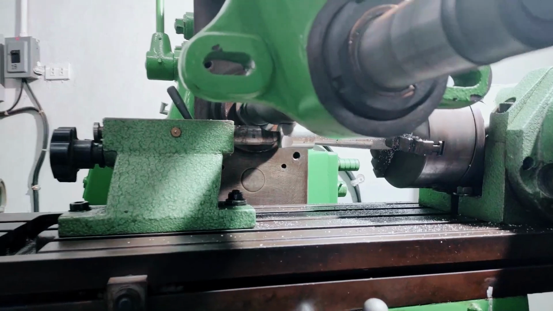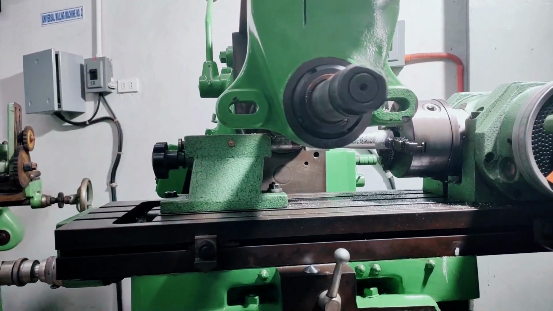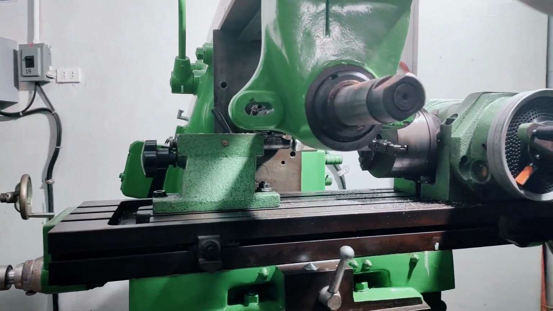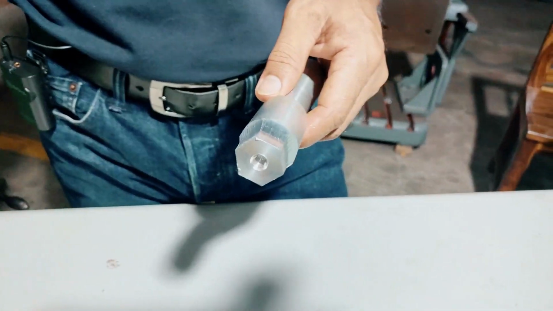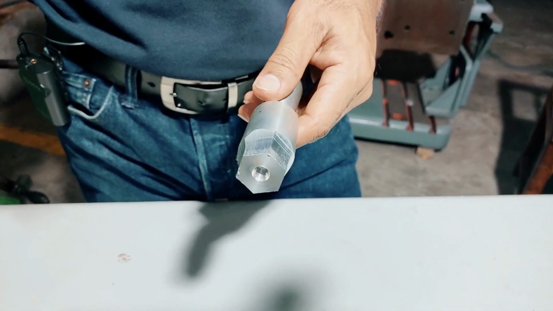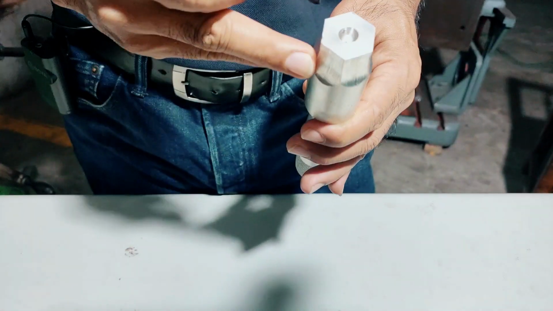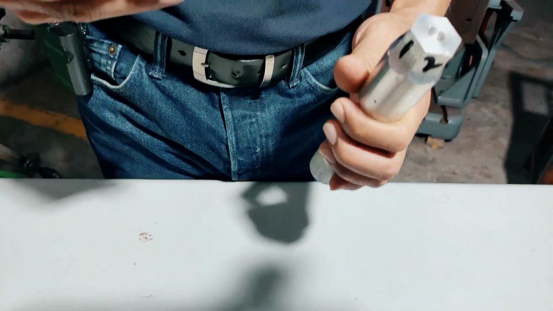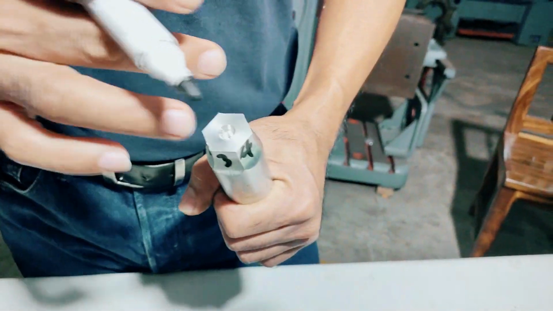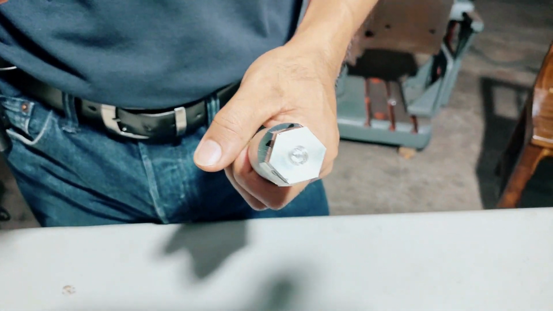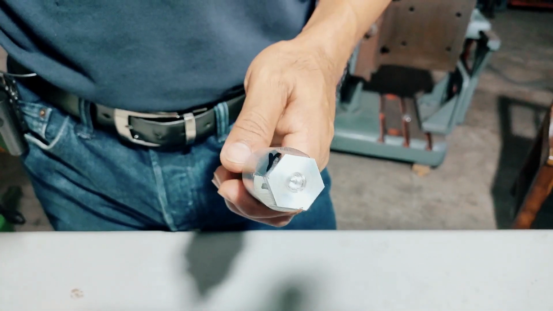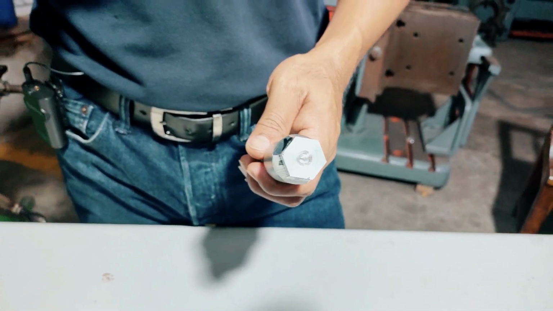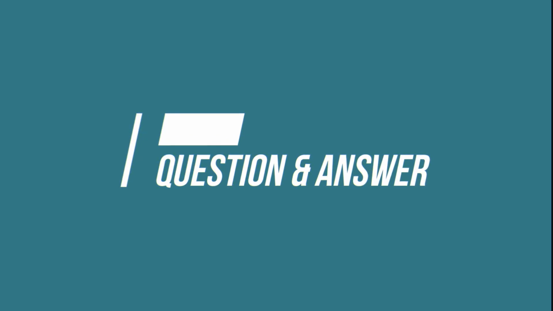Okay. Tapos na? Okay, let's check the workpiece. If we have produced 6 equal divisions, 1, 2, 3, 4, 5, and 6. Okay? Equal. Perfect. It means I performed simple indexing correctly. Okay, let's have Q&A portion.